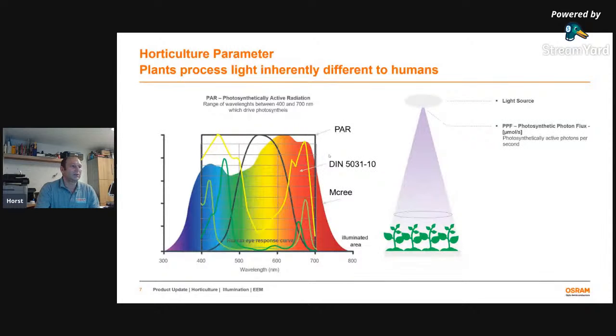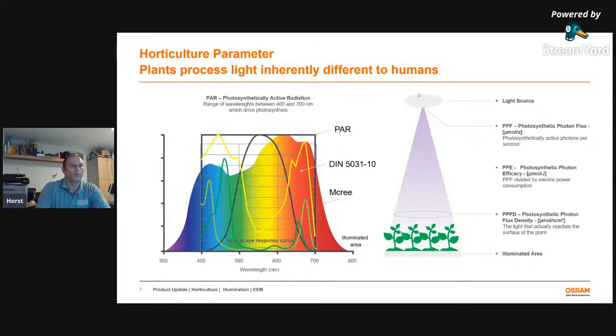So the right parameter for horticulture is defined on the PAR curve. The PAR curve is a plateau between 400 nanometers and 700 nanometers, and it weights this spectrum from 400 to 700 nanometers with the same value. And this spectrum, weighted by the PAR curve, we call the photosynthetic photon flux, which is the output here.